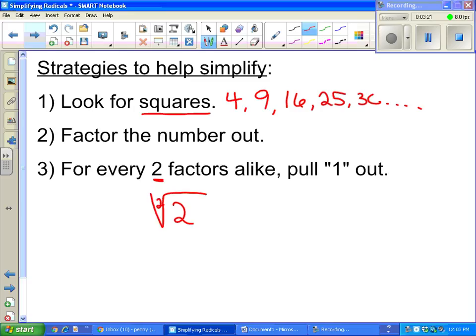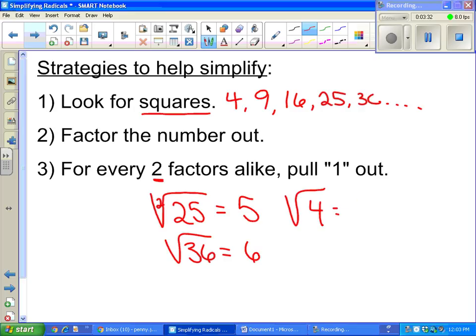So if I ask you, what's the square root of 25? Then you would probably say, oh, that's a 5. What's the square root of 36? Well, that's a 6. What's the square root of 4? Oh, that's 2. And we know a lot of our square roots, and that's why I say look for squares first. But I want you to realize that that's really 5 times 5. So for every 2 5s, I'm actually bringing out 1 5. Okay, because you're asking what a number times itself twice, and that 5 is the number.